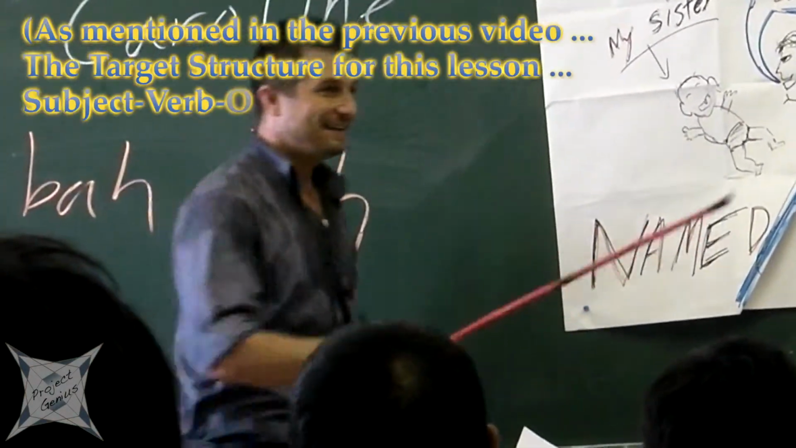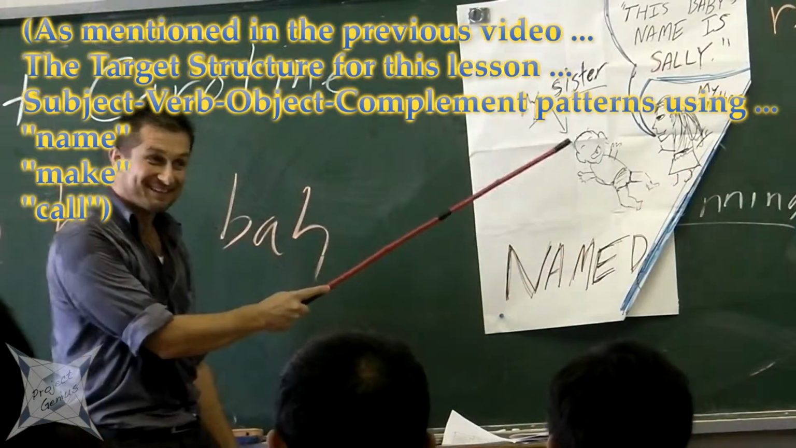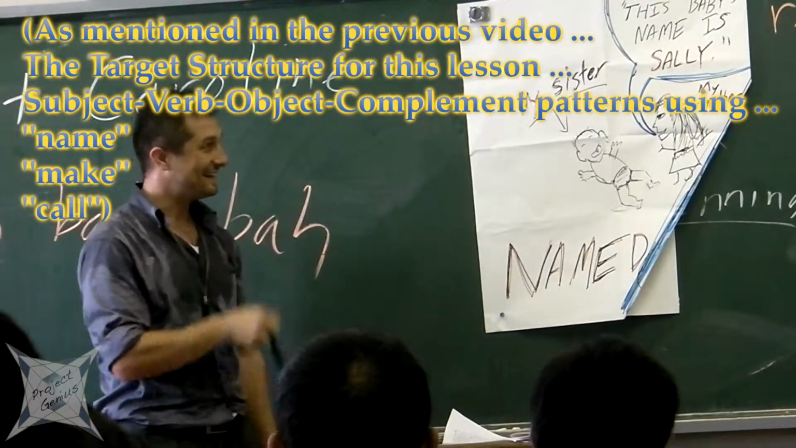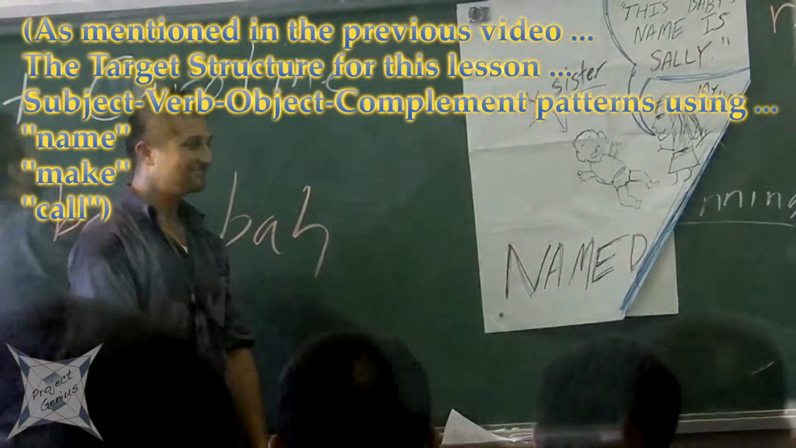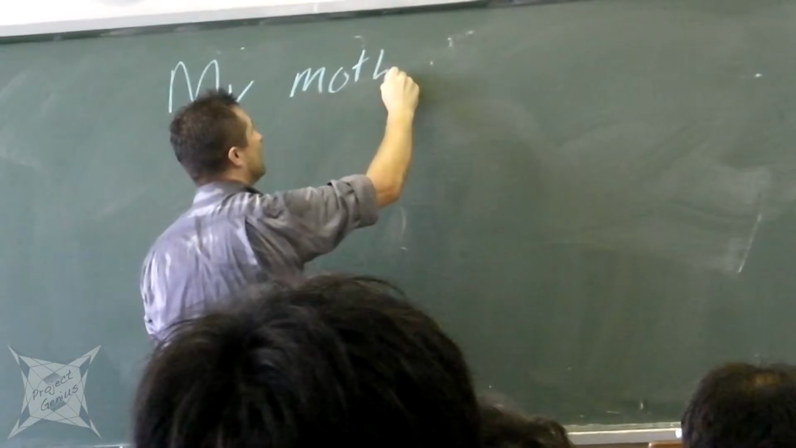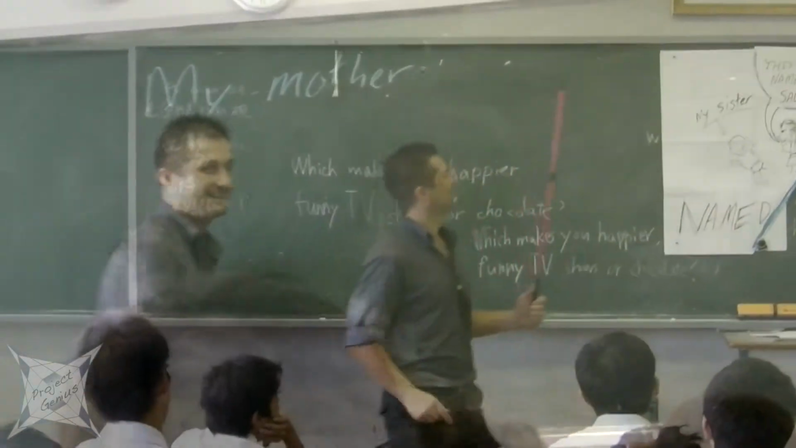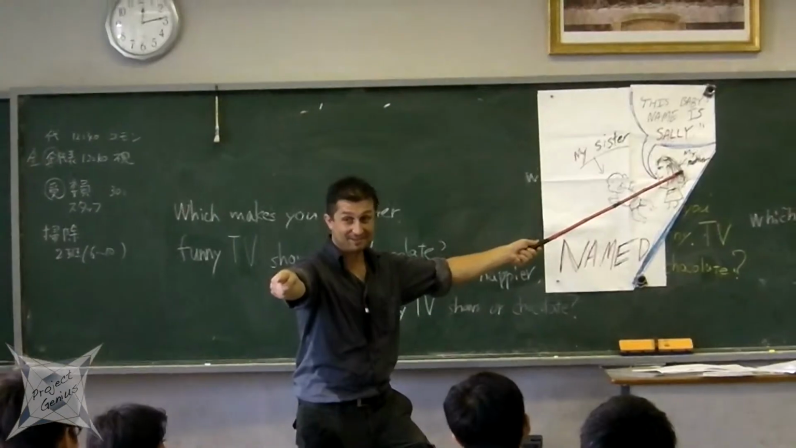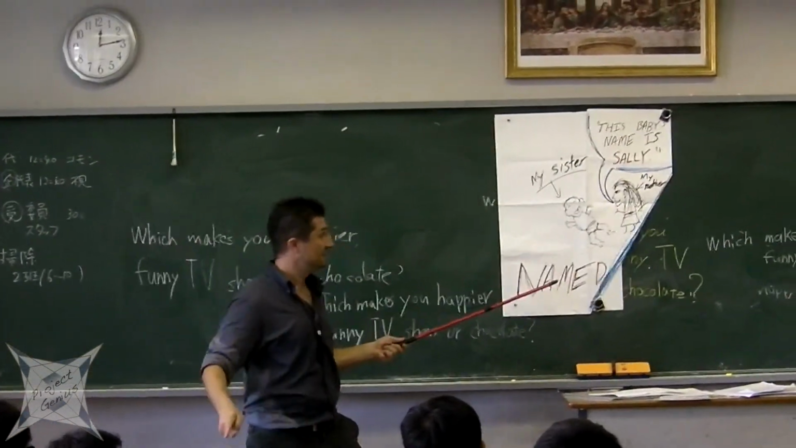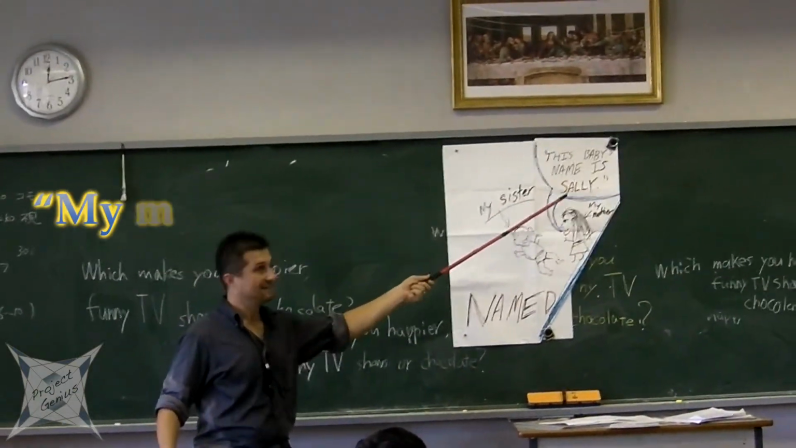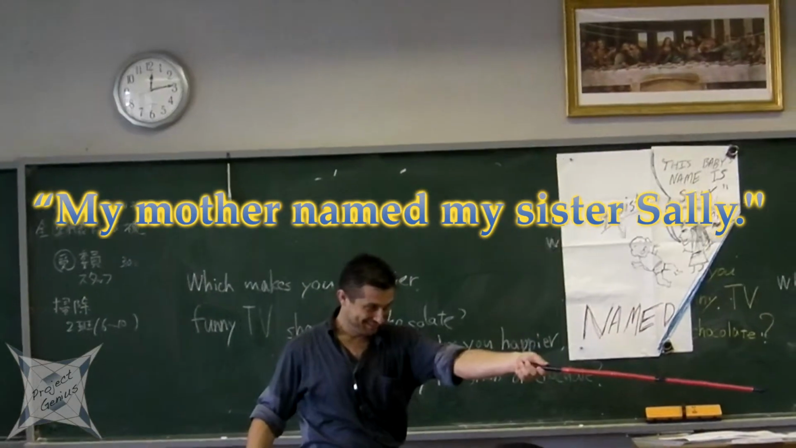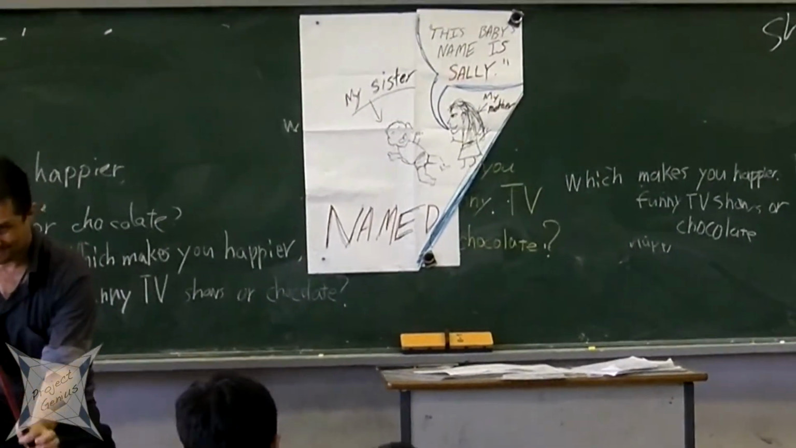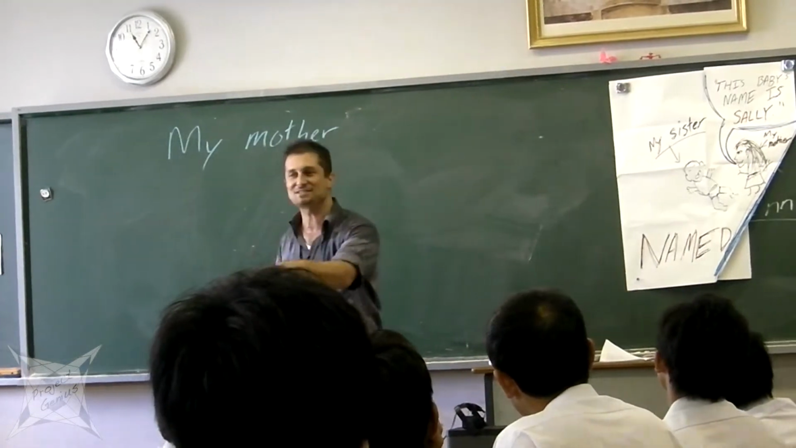My mother, yes. And who is this? My mother is saying what? Yes. This baby's name is Sally. She said this baby's name is Sally. My mother. My mother. Name. My sister. Sally. Yeah. Say it. One more time. My mother named my sister Sally.